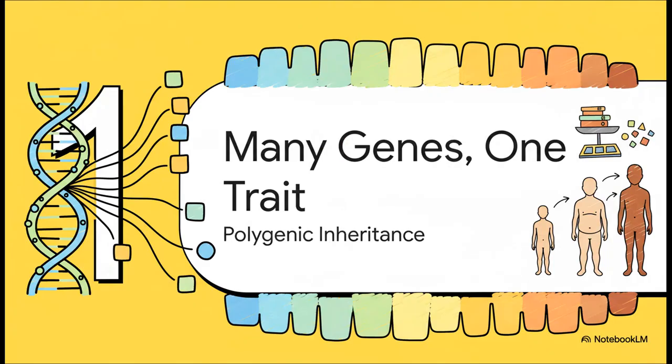All right, first up, polygenic inheritance. This is the big idea that explains why so many of our traits, things like our height, our weight, and skin color, don't just have two simple options. Instead, they exist on a gradient, a whole spectrum of possibilities.